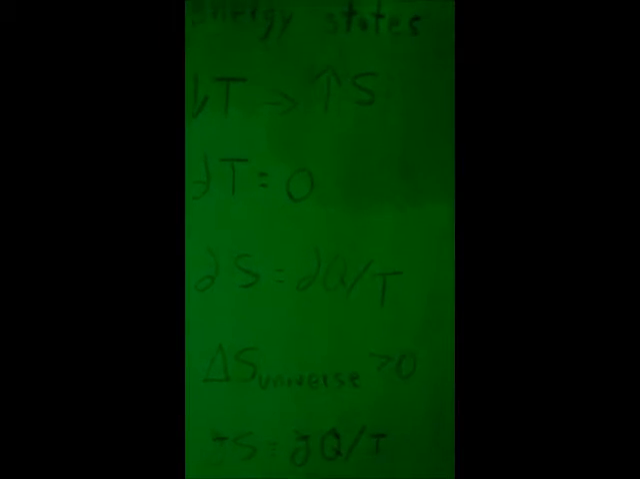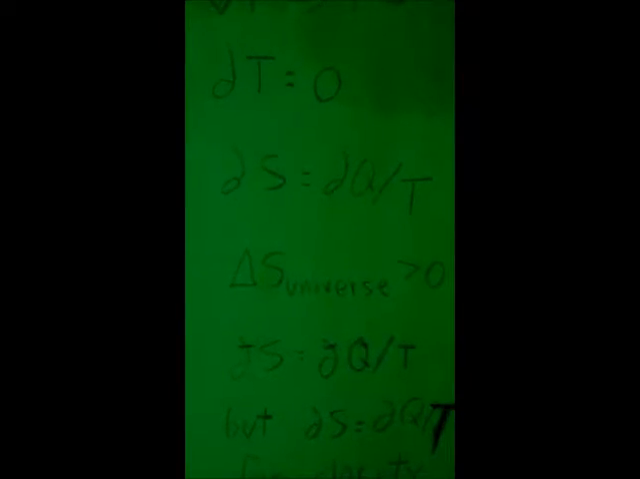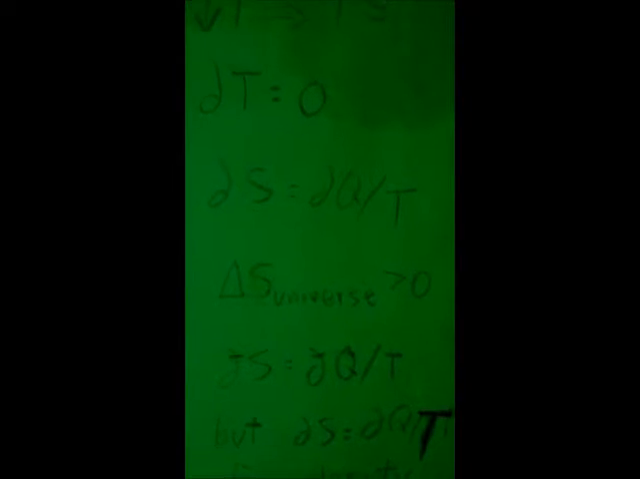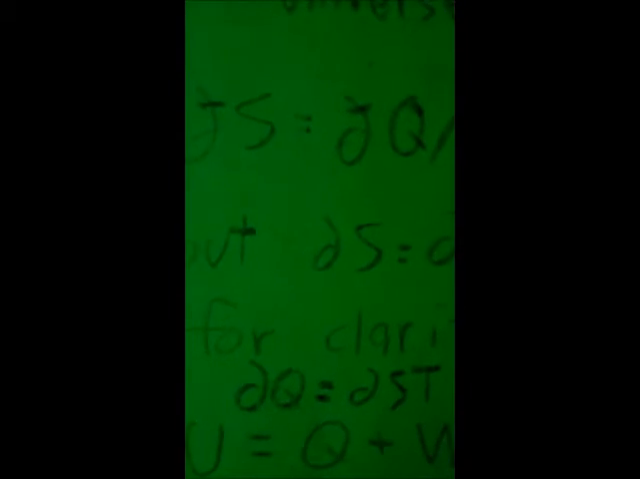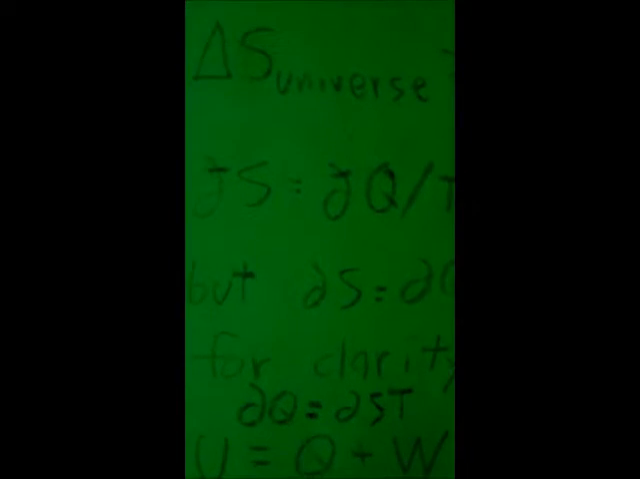The entropy change in the universe is always greater than 0, so we have to put these small hashes over the d's, which means an irreversible process, not like the work equation where it's a reversible process. But for our calculation purposes, we don't need to worry about reversible and irreversible, so dS equals dQ divided by T. And we want to rearrange the equation so that we have an equation for heat, dQ equals T times dS.